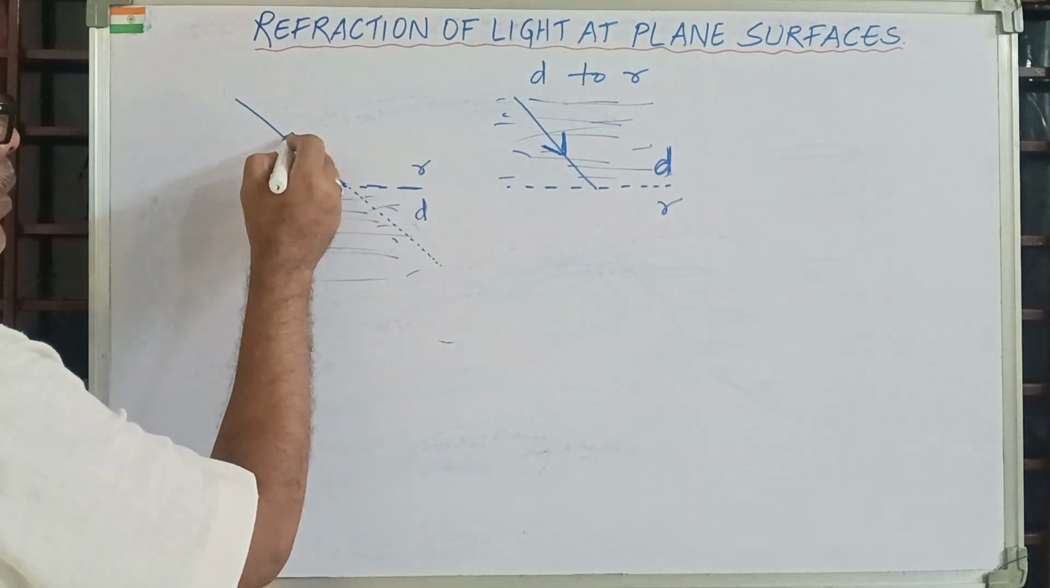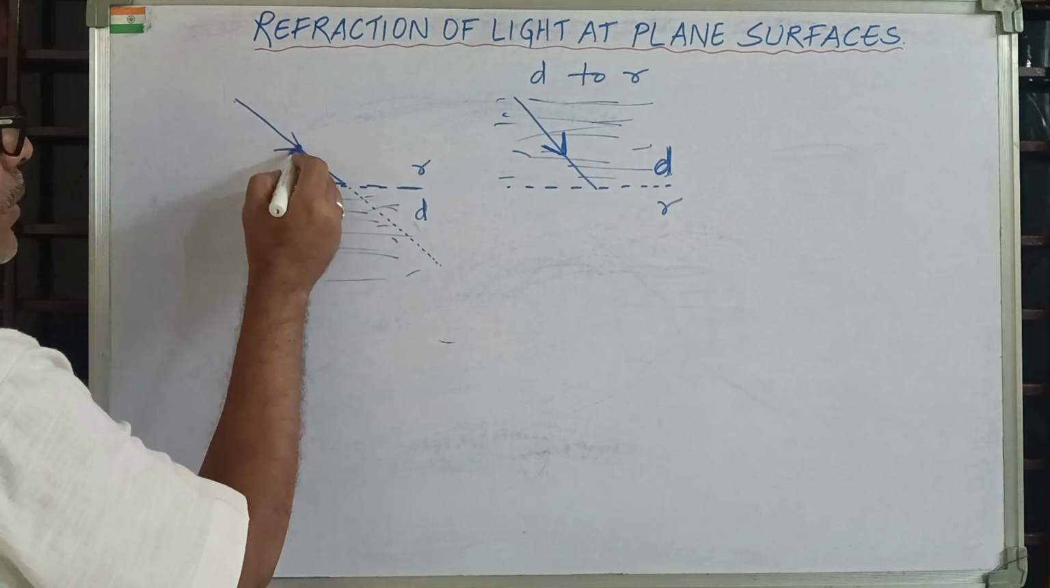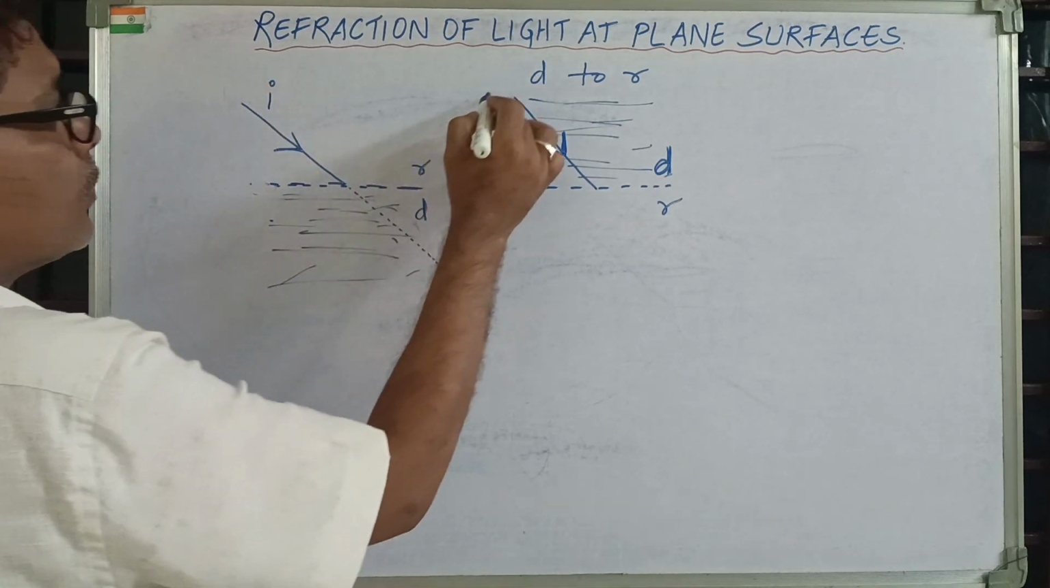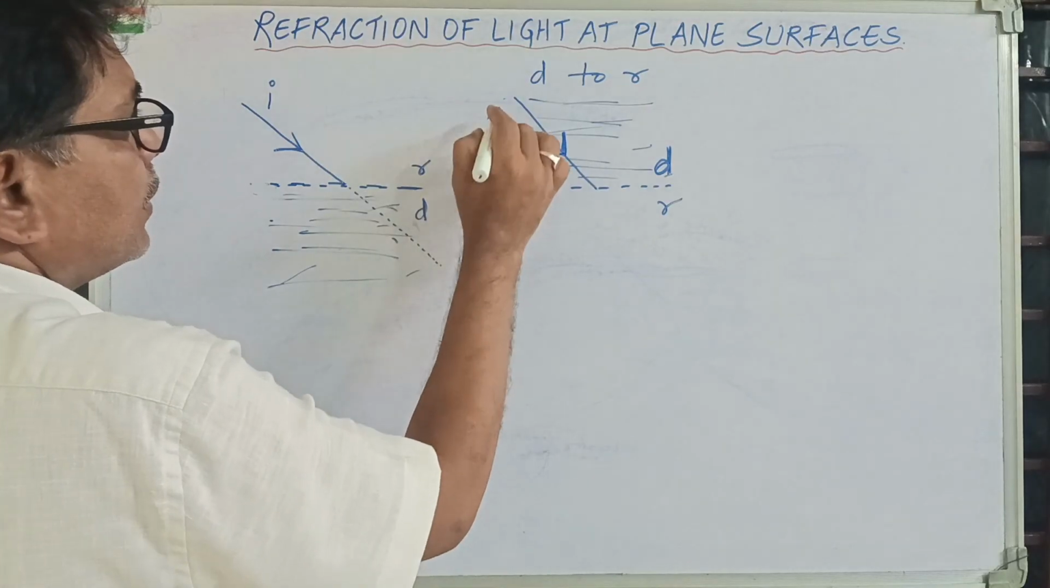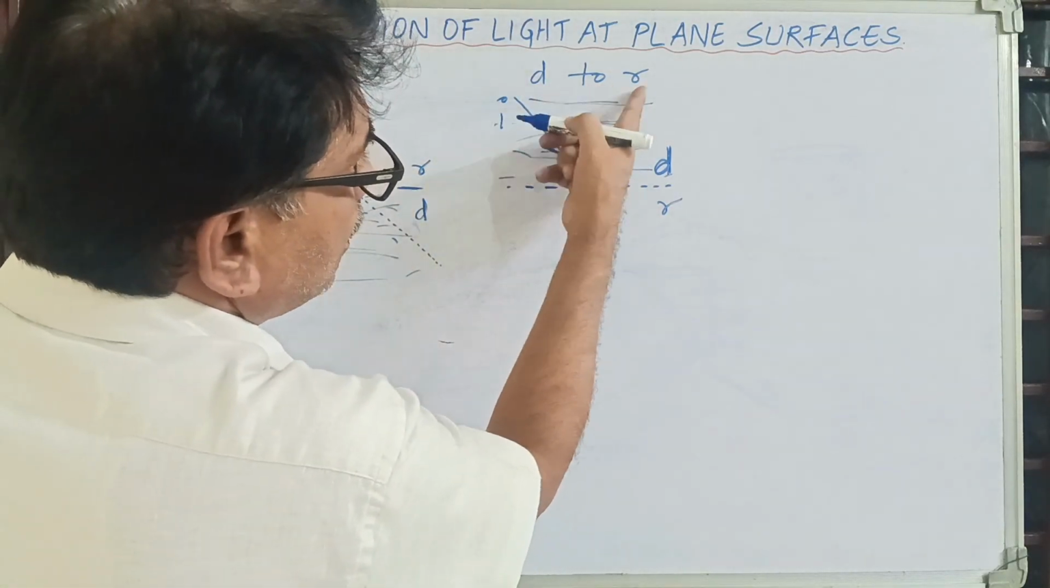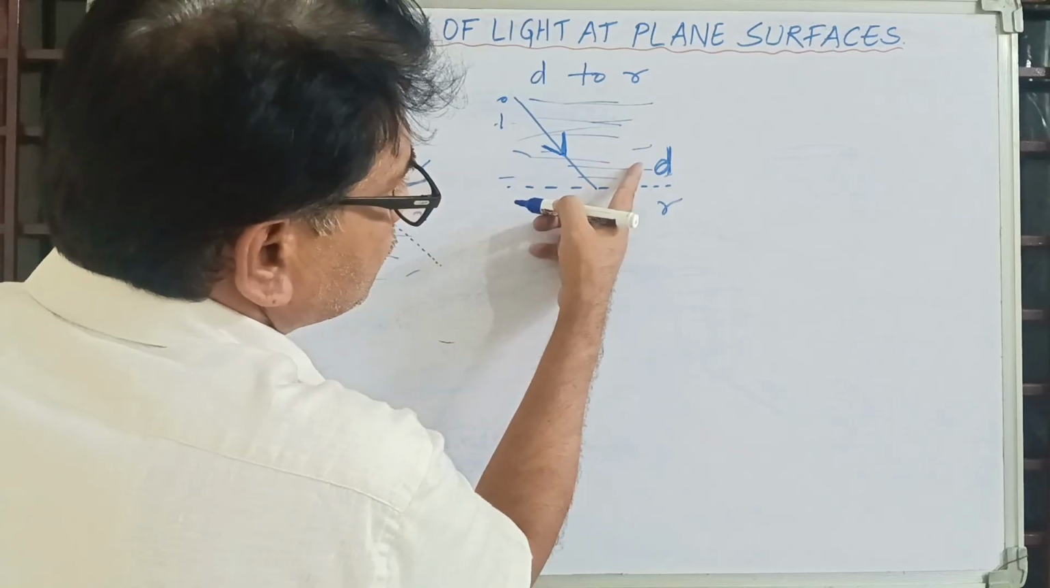Now what is happening over here? I am sending a light ray. This indicates the incident ray. This is an incident ray. Here also it indicates the incident ray only. It is traveling from denser to rarer. See, D to R. And the arrow is also very clear: denser to rarer.